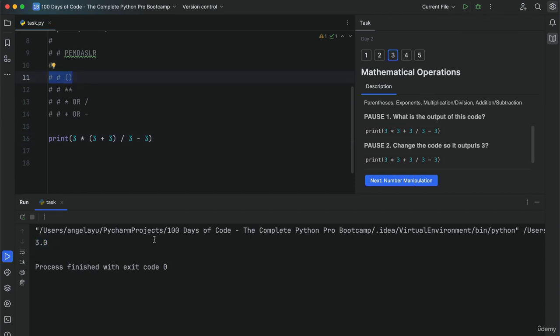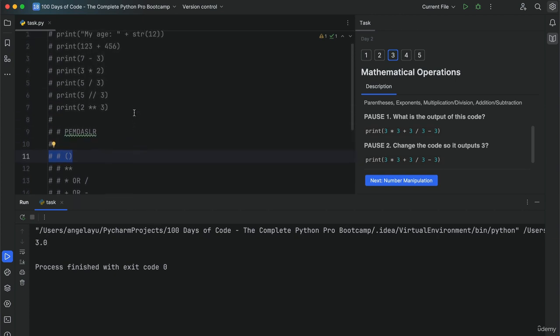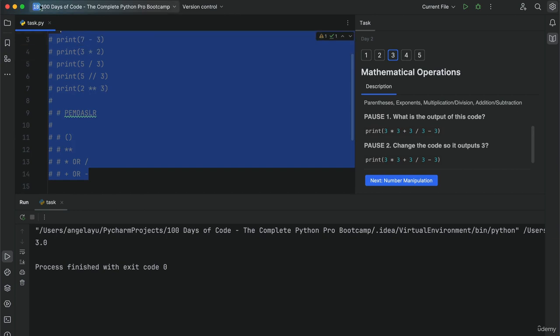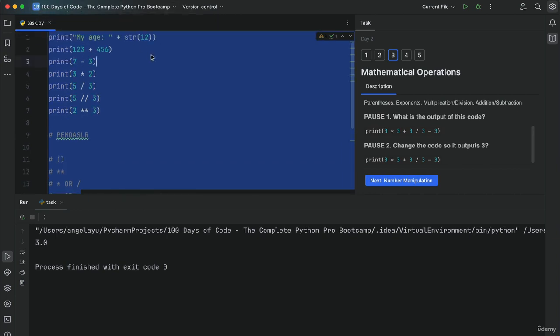Now that you've learned a lot about calculations and performing mathematical operations using Python, I've got another code challenge for you. So head over to the next lesson and you'll be able to discover it there.